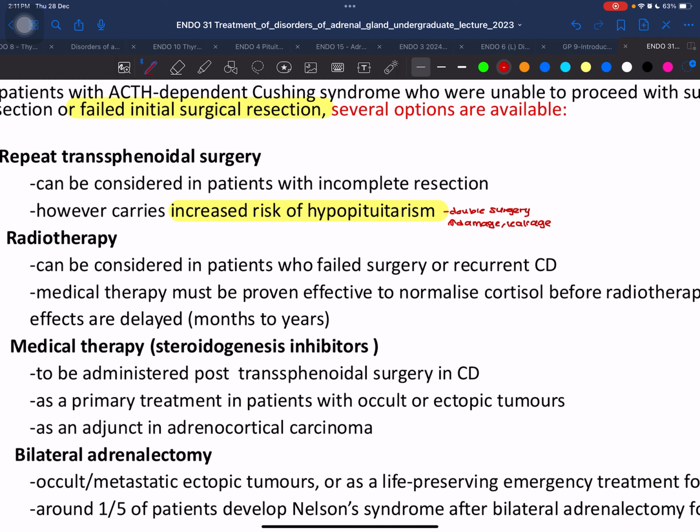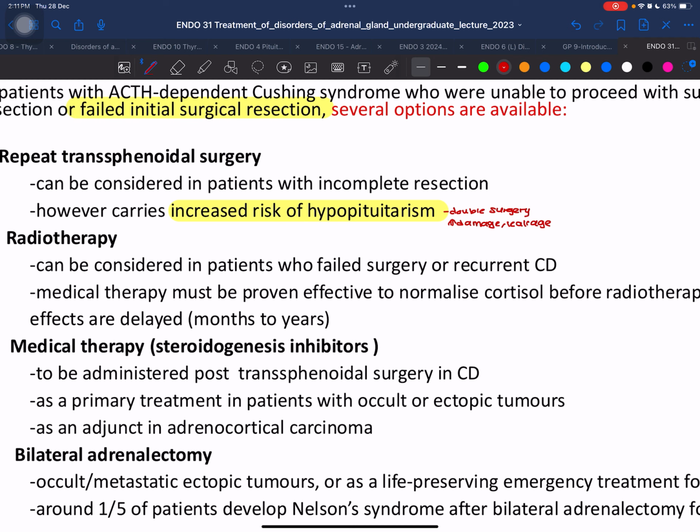Medical therapy to be administered post-transsphenoidal surgery in certain patients, or as a primary treatment in patients with ectopic tumors, especially when you have ectopic tumors which are all over the place or at some place where surgical resection is impossible. You need to give medical treatment to these patients, okay?